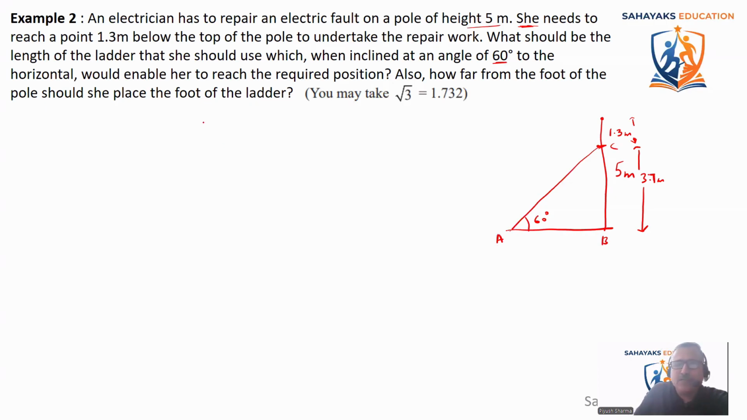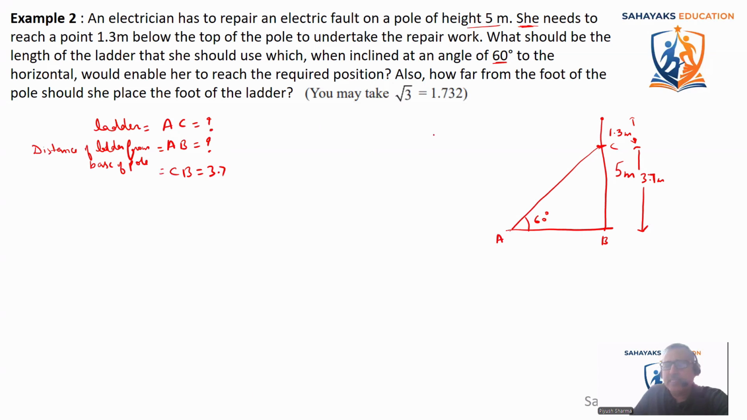Okay. Now we have to find out AC is equal to question mark, and they want to find out how far they should place the ladder. That is AB is also equal to question mark. So AC is the ladder. Ladder is equal to AC, and distance of ladder from base of pole is equal to AB. And what is given to us? The given is CB. CB or BC is given to us. That is 3.7.